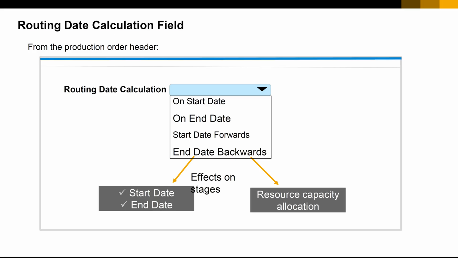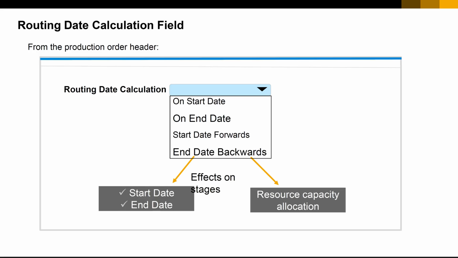When using production orders with routing, it is important to understand how the routing date calculation field and function works. This definition in the production order can affect the start date and end date of each row in the production order, as well as the resource capacity allocation in the row. Depending on the routing date calculation value, it may also affect the start date and due date in the header.